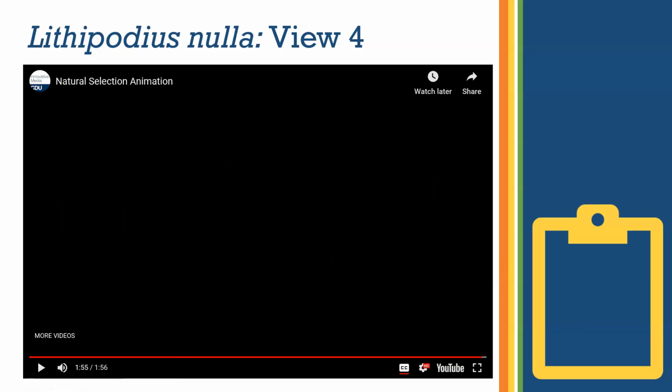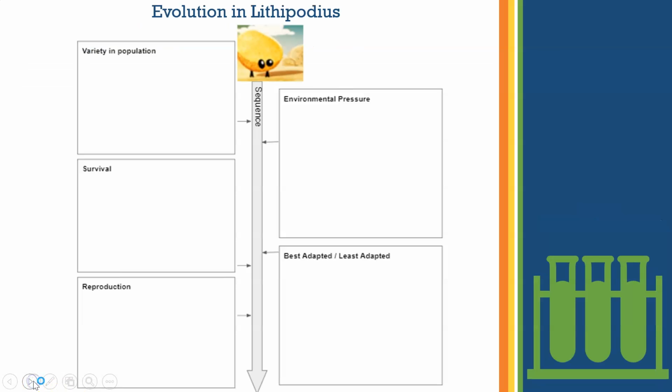Okay, so from what the narrator said, it seems like we need to consider 5 things when discussing natural selection. 1, variety in the population. 2, environmental pressure. 3, best and least adapted members. 4, survival. And 5, reproduction. I have a graphic organizer that we can use to help us think this through. Make sure that you follow along on yours.